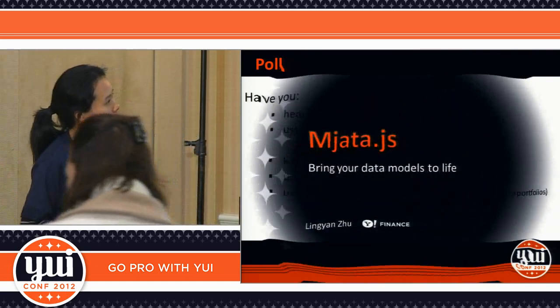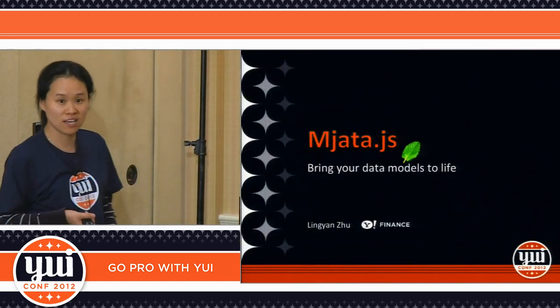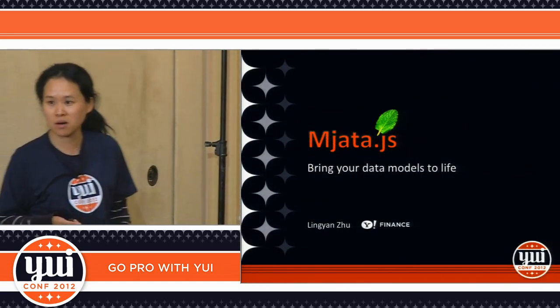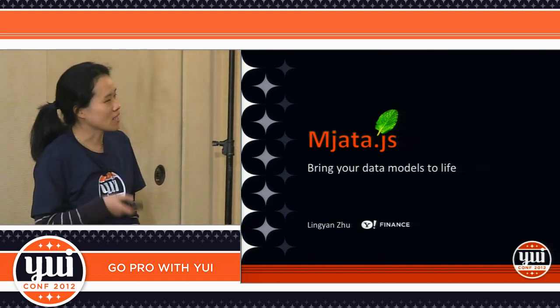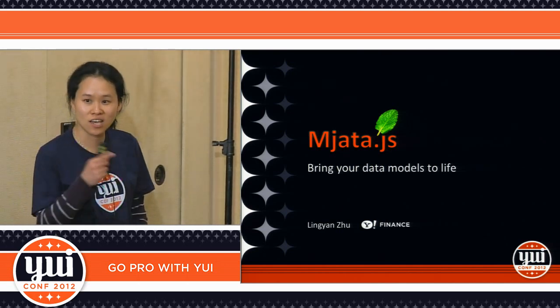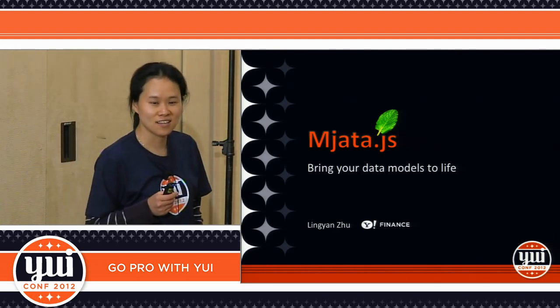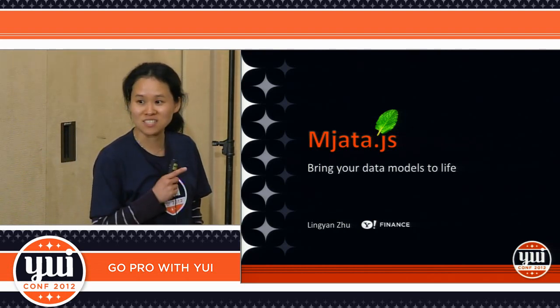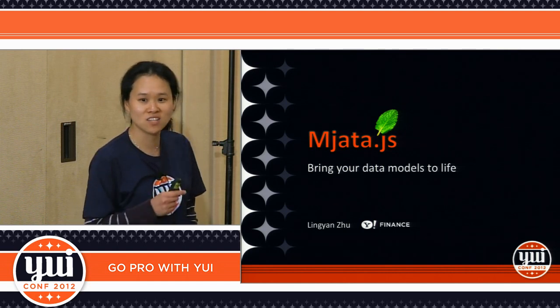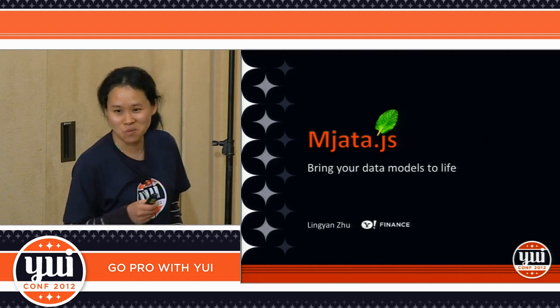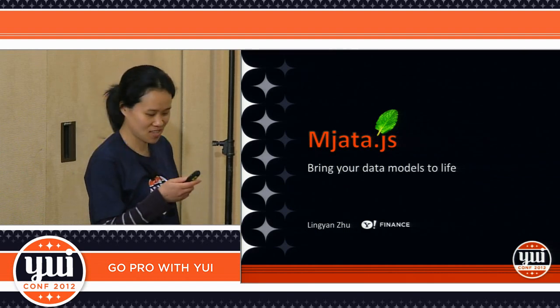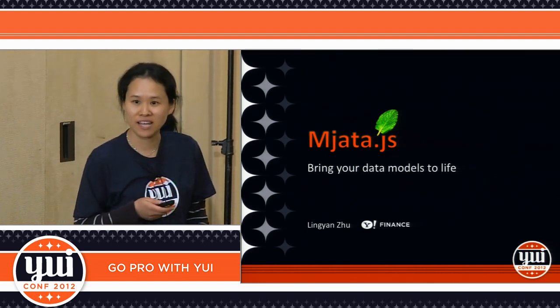So the topic of this talk is Mjata.js, bringing your data models to life. I put a mint leaf there, and that's a hint. Who can guess what it is? It's what Mjata means. Mjata, the word, is not a car. It actually means mint in Ukrainian. I'll tell you more of the story about that if I have time later. So I'm Lingyan. I'm from Yahoo Finance.